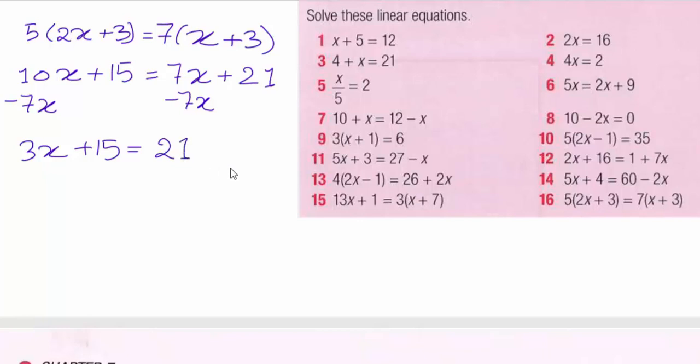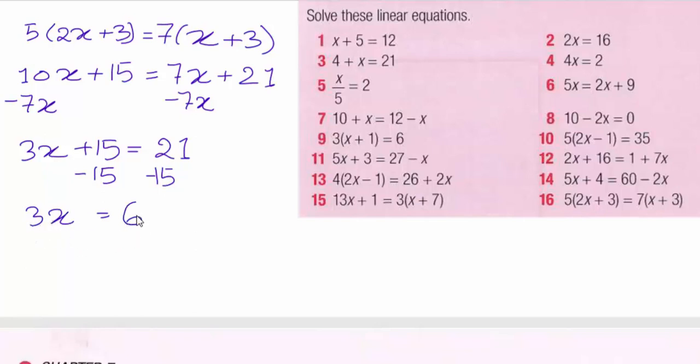What's remaining on the sides? Only 21. Now it's time to get rid of this 15. Then minus 15 on both sides. 15 minus 15 is 0. What's remaining here is only 3x equals 21 minus 15 is equal to 6.